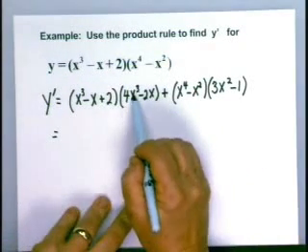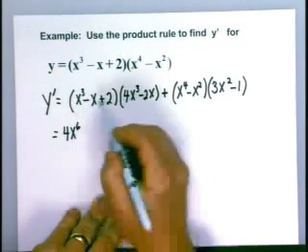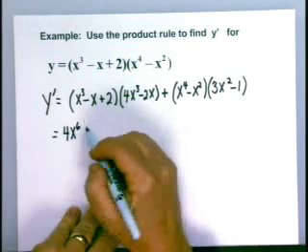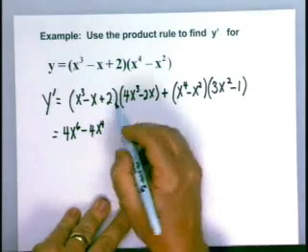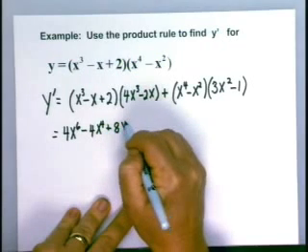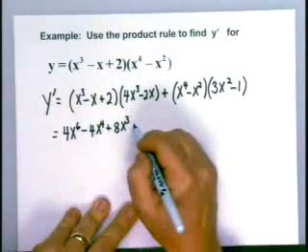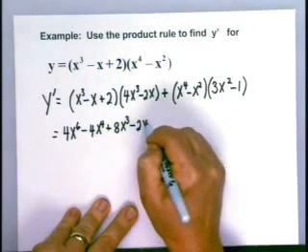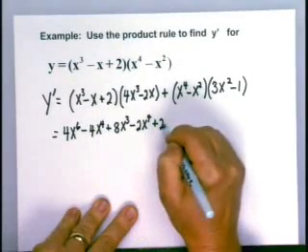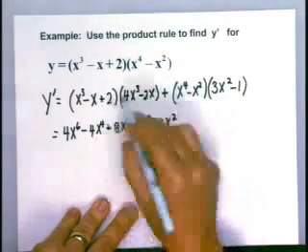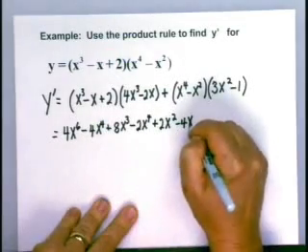So I'm going to multiply 4x to the third times x to the third. That would be 4x to the sixth. 4x to the third multiplied by minus x is minus 4x to the fourth. 4x to the third times 2 is plus 8x to the third. Continuing to multiply, minus 2x times x to the third is minus 2x to the fourth. Minus 2x times minus x is plus 2x squared. Minus 2x times positive 2 is minus 4x.